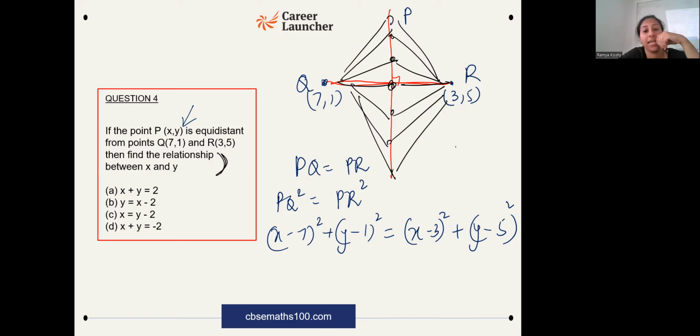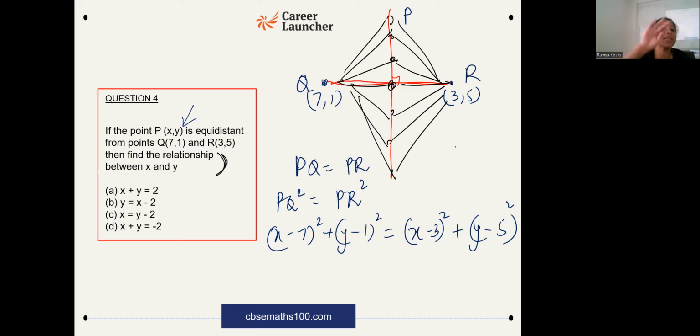Now, if this is the case, how do you solve? The long way would be you expand fully using the (a minus b) whole square formula: x square minus 14x plus 49, y square minus 2y plus 1. You fully expand, cancel all the terms which are equal on both sides, x square, y square. You will finally get the equation. That is the long way. Okay, the method, all of you are understanding. You should practice this type of question. It's there in the textbook also.